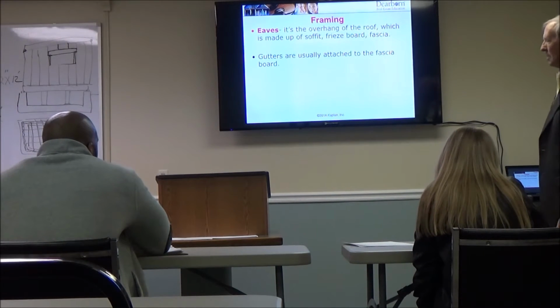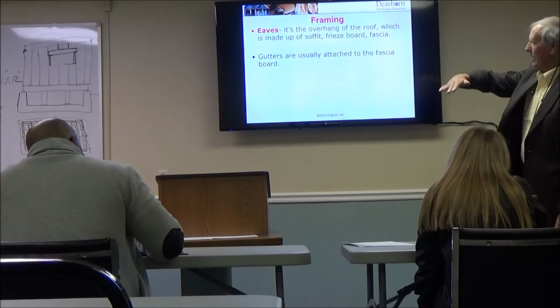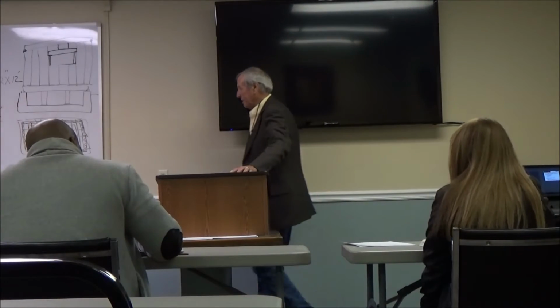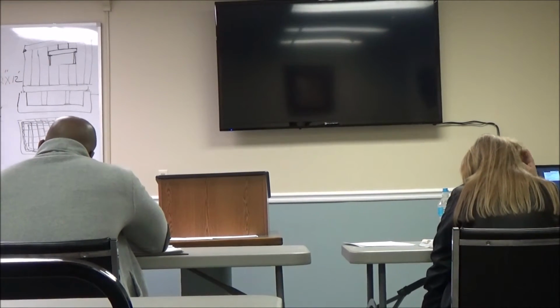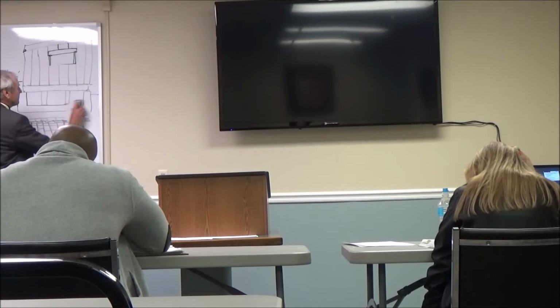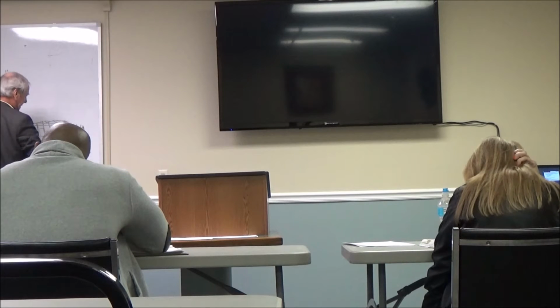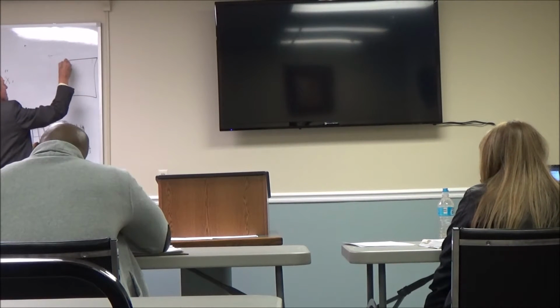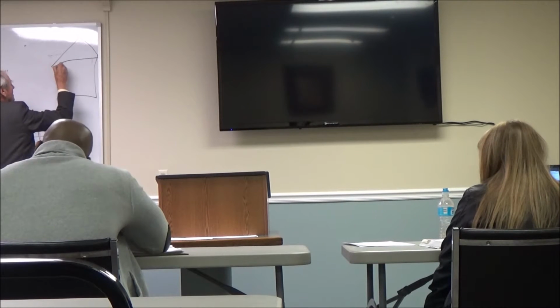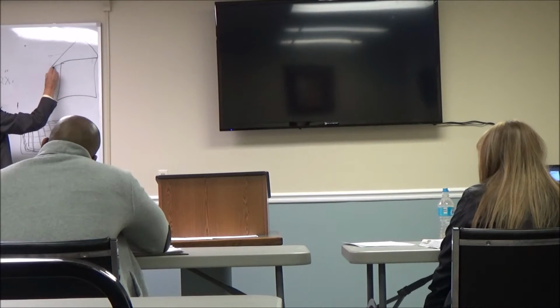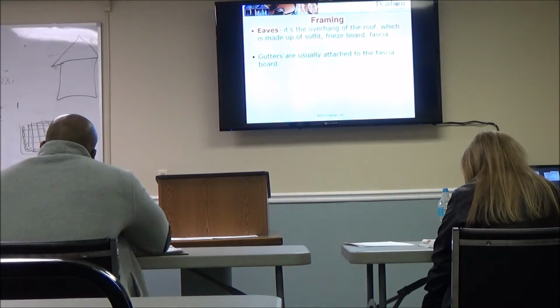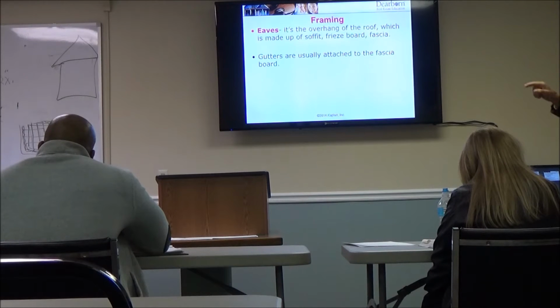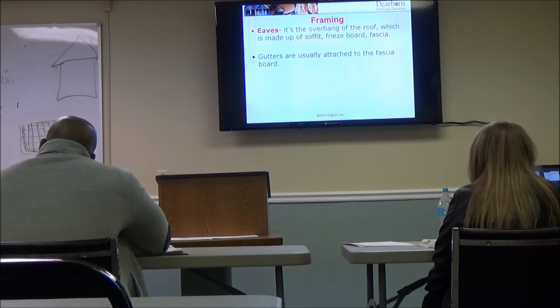Eaves is the overhang of the roof, where it overhangs from the house. Look up here again. If this was your house, here's your roof. This is the overhang, right here. This is the eave. Just see it on your chart there also on 382. Number 24. Eaves. That eave now consists of soffit, frieze board, and fascia board.